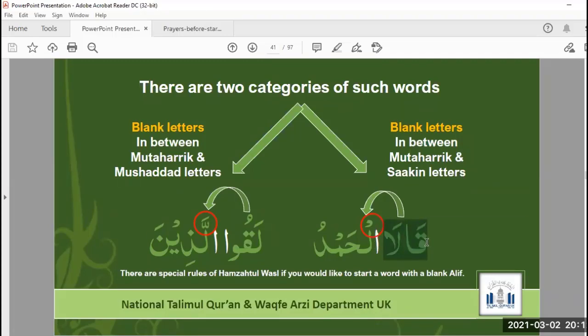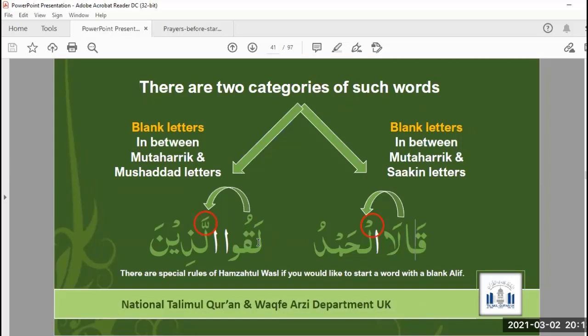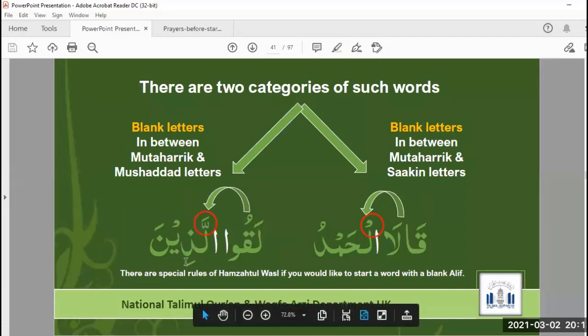If it's on its own, then it will be qala, with two counts on the qa sound and two counts on the la sound. But as soon as we combine this lam with the next sakin lam, the alifs in between will be dropped. Next one: here again the qaf is the mutaharik letter with the dhamma on it, and the lam is the mushaddad letter with tashdeed on it. So this will be pronounced laqul ladina, lakullazina, with the madda letter held for two counts.